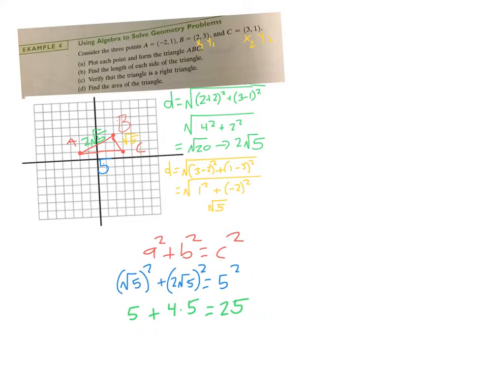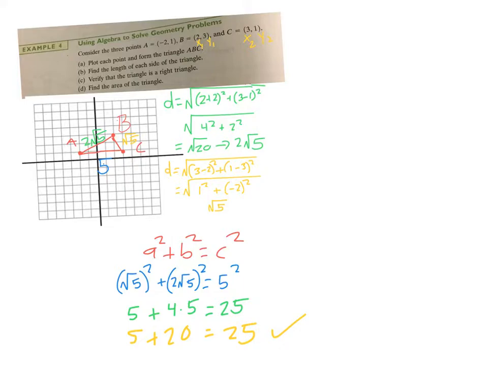Okay, so what does that simplify to be? That's 5 plus 20 equals 25, which is a true statement. 25 equals 25. So since the Pythagorean theorem was true, that means this is a right triangle.